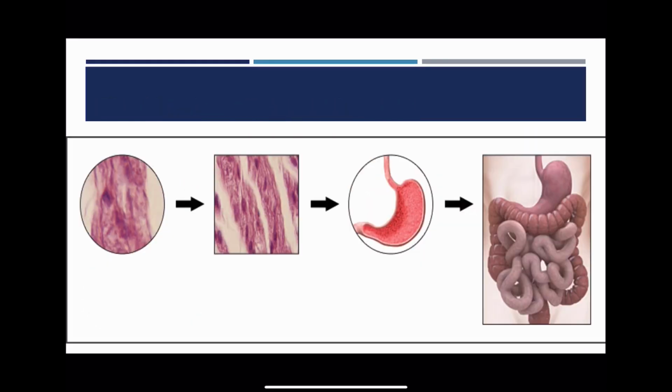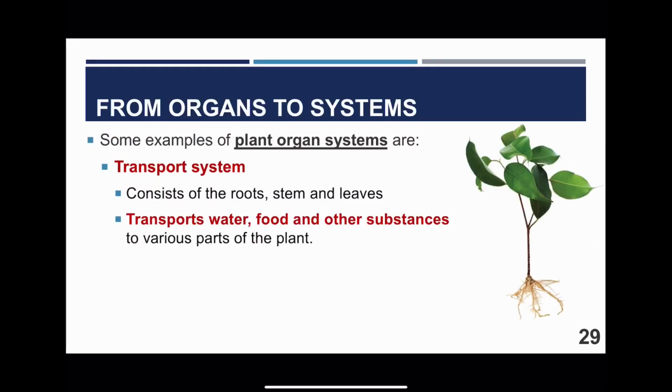Using that as a guide, one of the most obvious plant organ systems is the transport system. The transport system of the plant consists of the roots, the stems, as well as the leaves. Its purpose is to transport water, food, as well as other substances to various parts of the plant.